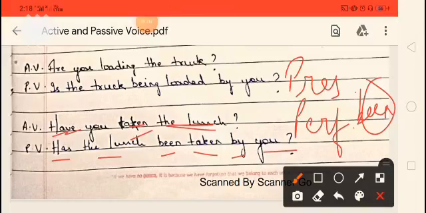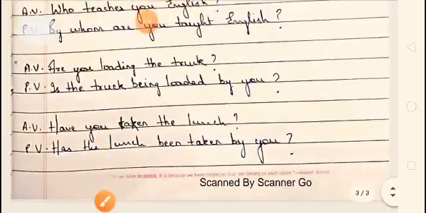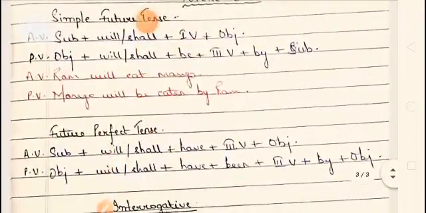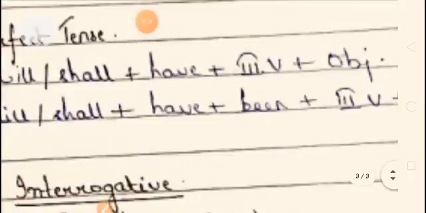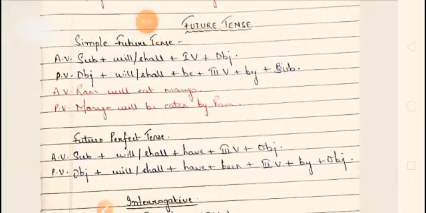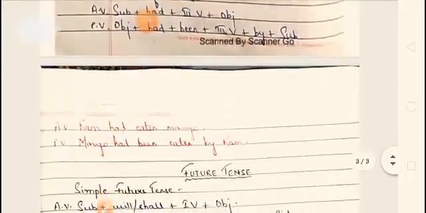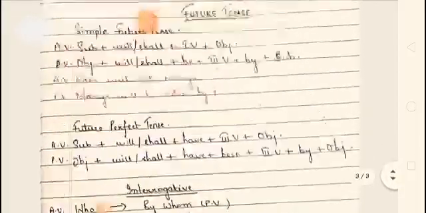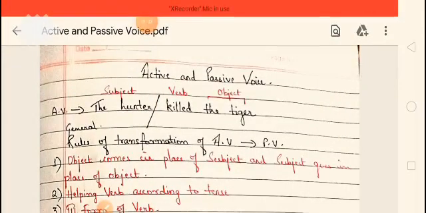So students, this was all about active and passive voice. Suppose your sentence in the exam is given in passive voice, so you have to convert it into active voice. The same structures that I have told you will be used. Whether you convert from active to passive or from passive to active, the structures will be the same. So this was the explanation of active and passive voice. Okay students, thank you so much.